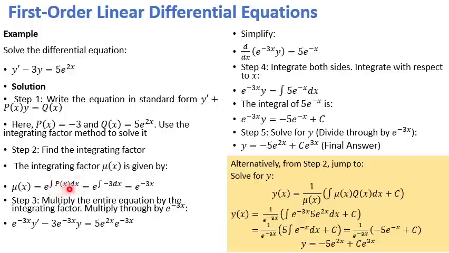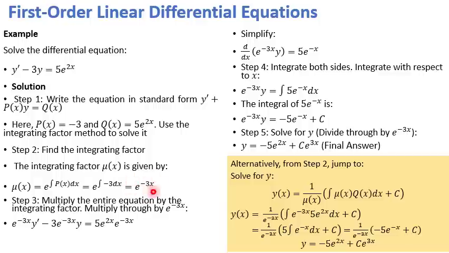So what we just do then is to substitute minus 3 for p of x and integrate in this equation as appropriate. So now that gives us exponential raised to power the integral of minus 3 dx. Now when we integrate this, we have exponential raised to power minus 3x. Now this is the integrating factor.